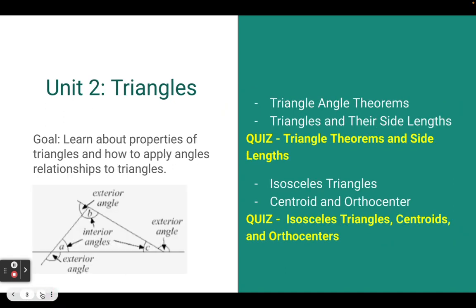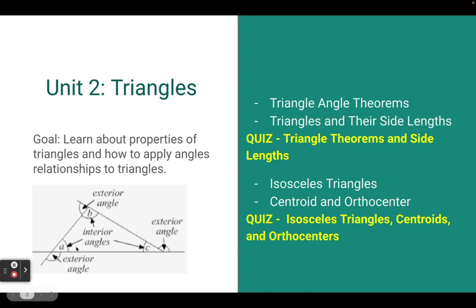Then we're going to talk about triangles and learn about properties of triangles. And you'll notice we've got triangle angle theorems, triangles and their side lengths. We'll then take a quiz. And then we've got isosceles triangles and centroid and orthocenter. Those are probably new terms, but they're different places in a triangle based on lines through the angles or the sides of a triangle. So then we'll have a quiz on that.